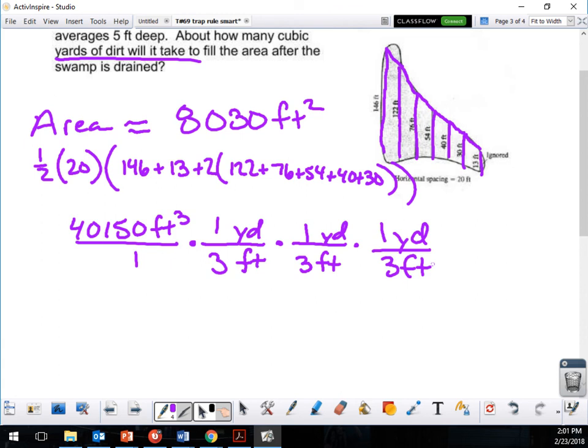Okay, go ahead and do that. What do we get? 1,487.03. I got 0.4. Okay, it's fine, we'll go with that one. That's my cubic yards, right?